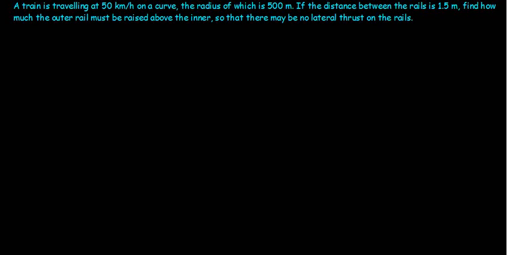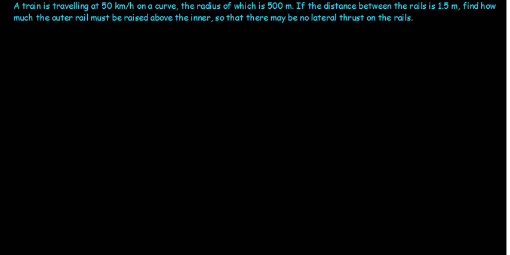A train is traveling at 50 kilometers per hour on a curve, the radius of which is 500 meters. If the distance between the rails is 1.5 meters, find how much the outer rail must be raised above the inner so that there may be no lateral thrust on the rails.